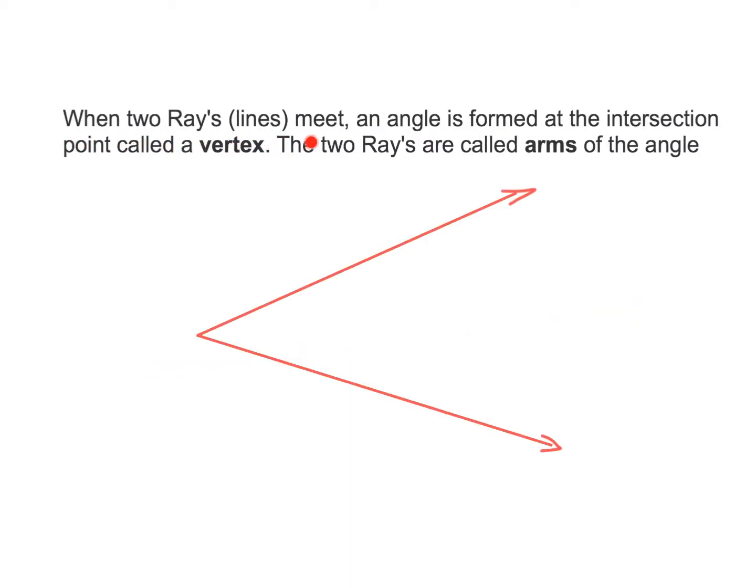When two rays meet, so that's a first ray over there and that's a second ray over there, an angle is formed at the intersection point called a vertex. So this over here, where the two rays join, that point right in there, is called the vertex. The vertex is where the two rays meet, and this over here is called an arm, and this one over here is also called an arm. The two rays are called arms of the angle. So that's arm 1 and that's arm 2, and that over there is the vertex.